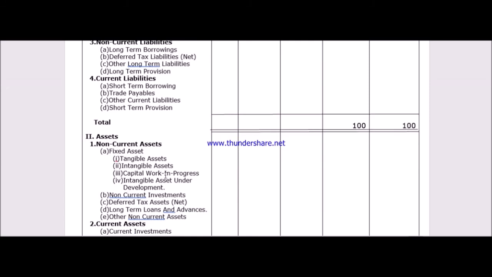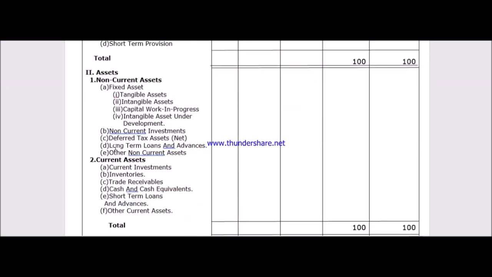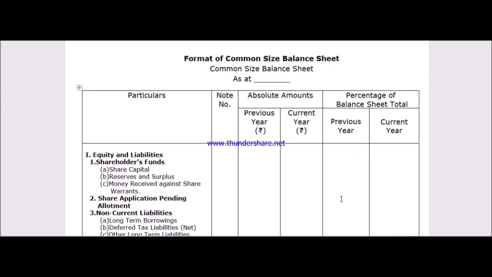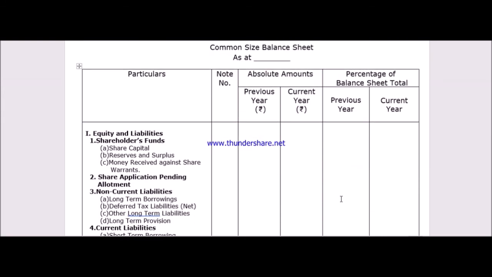On the other hand, all the individual assets have to be shown as a percentage of total assets, and therefore total assets is considered as 100. So that is known as common size balance sheet. Common size balance sheet means where either the total assets will be taken as 100, or total liabilities will be taken as 100, and all those individual assets and liabilities will be shown as a percentage of the total asset or liability, and this is known as the common size balance sheet.